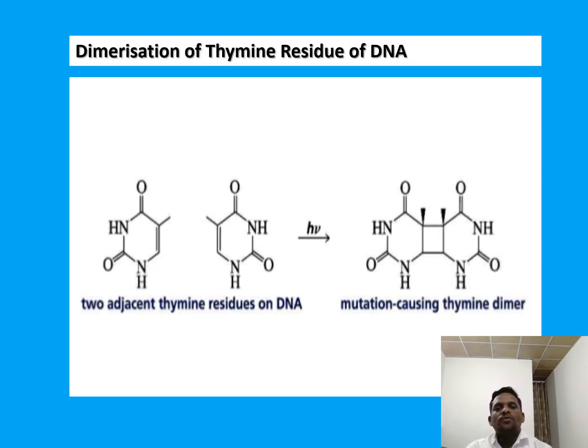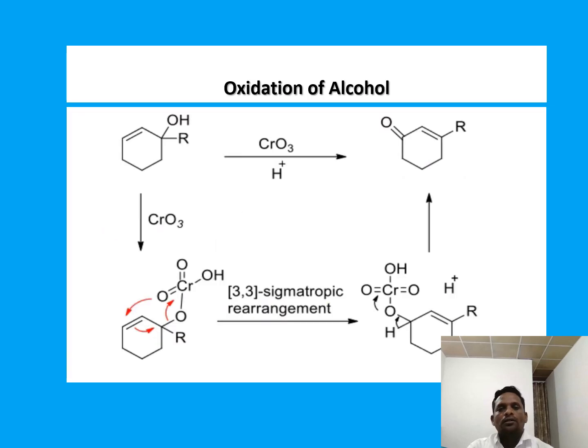Then, dimerization of thymine residues of DNA. Here a 2+2 addition reaction or cycloaddition reaction takes place and we get this type of adduct. Then oxidation of alcohol. It is one of the traditional methods of oxidation of alcohol using chromium trioxide. Here also a 3,3 sigma-tropic rearrangement reaction takes place.